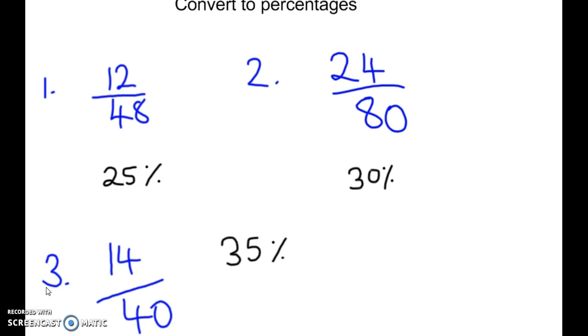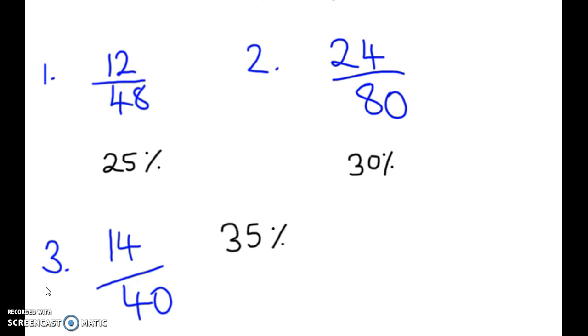Okay, here are the 3 answers to those. The second and the third one can be done using the method that I've just outlined, but here 48 doesn't readily go into 100. So with something like this, simplify the fraction until you can't go any further.